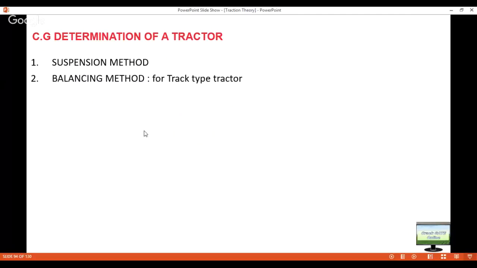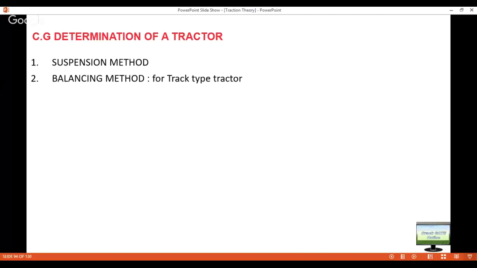Now the second method is the balancing method. This balancing method is basically used for track type tractors. I hope you are all aware of track type tractors. If you are not, then just search on Google for track type tractor and you will find plenty of images and information about it. Basically, in a track type tractor, instead of rubber tires, you put tracks. Those tractors are very high HP tractors, 200, 300, or even more than 300 HP.